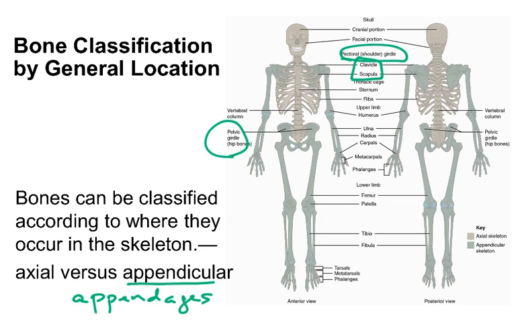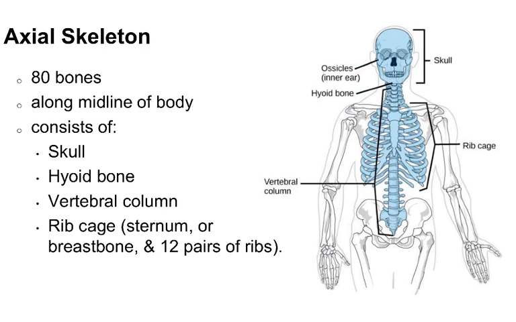So those two bones are considered part of the appendicular skeleton. Likewise, the femurs articulate with the coxal bones, which are the two bones that make up the pelvis. So the pelvic girdle is also considered part of the appendicular skeleton. Being along the midline is not enough to qualify as being axial, although those bones are all located along the midline.